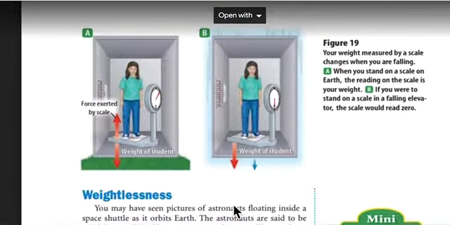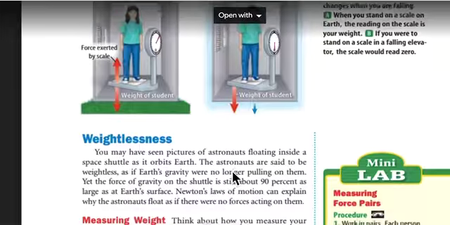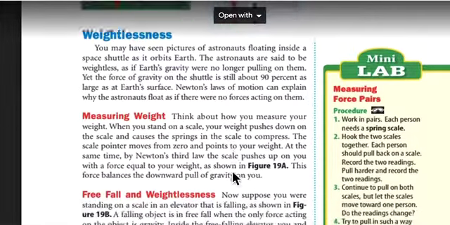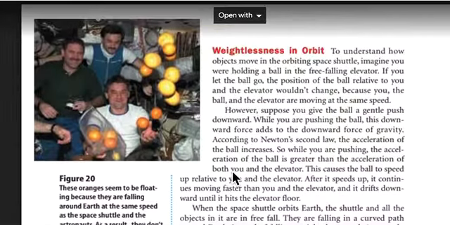Weightlessness, how does it work? Everything in weightlessness is in free fall. So if you're in the International Space Station, why does it seem like there's no gravity? Because you're in free fall, which causes weightlessness.